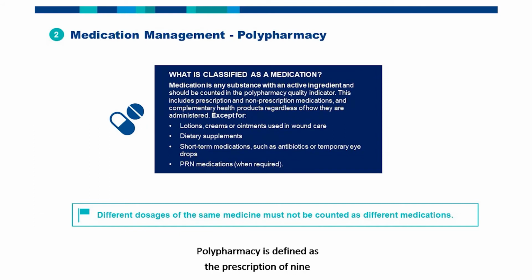Polypharmacy is defined as the prescription of 9 or more medications to a care recipient. Regular monitoring of polypharmacy is important because polypharmacy has been associated with harms such as adverse drug events, cognitive decline, and hospitalisation. For the purposes of the QI program, medication is defined as a chemical substance given with the intention of preventing, diagnosing, curing, controlling, or alleviating disease or otherwise enhancing the physical and/or mental welfare of people.